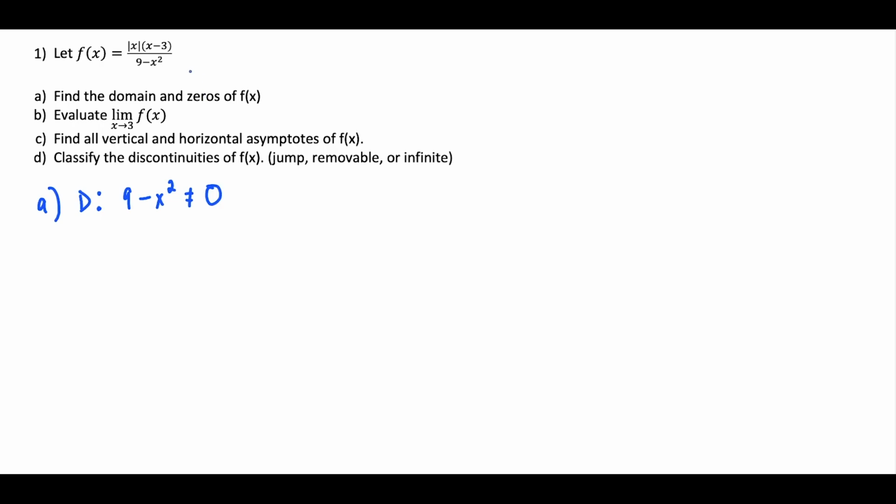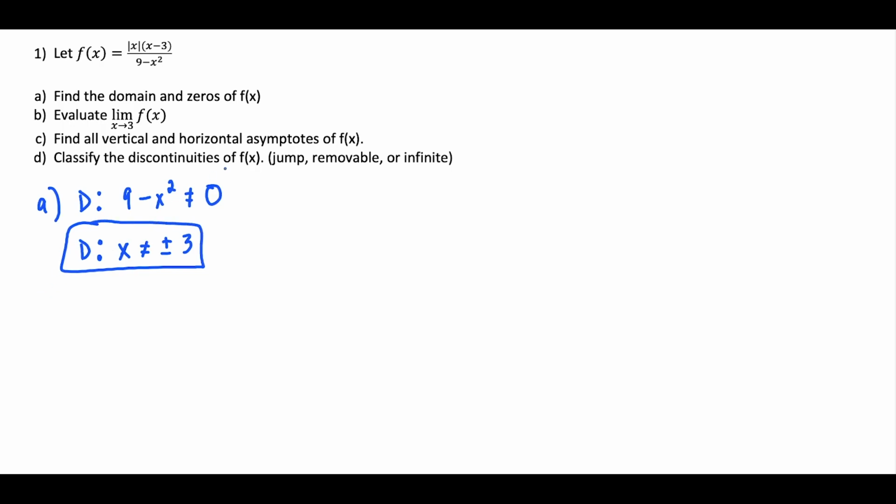Other things to look out for are square roots or fourth roots, even roots of negative numbers, but in this case we're just setting our denominator equal to 0. So when we solve this out, 9 minus x squared is equal to 0 when x equals plus or minus 3. So then our domain is all real numbers except x is not allowed to equal plus or minus 3. So this answers the first part of A.